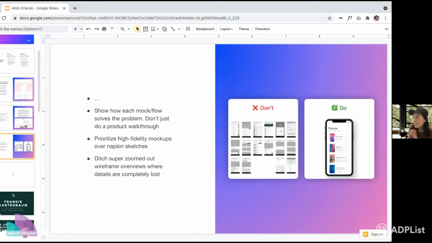And then last but not least, also don't include a super zoomed out overview wireframe shot, like squeezing a bird's eye view of 20 wireframes. Again, not super legible. All the important details are lost anyways. So overall, just be really intentional about what you show and why it actually matters, and how it actually shows that you're a great designer, not just that you are a designer.